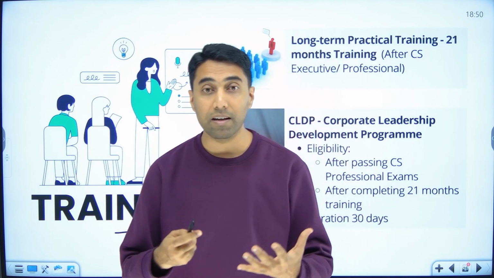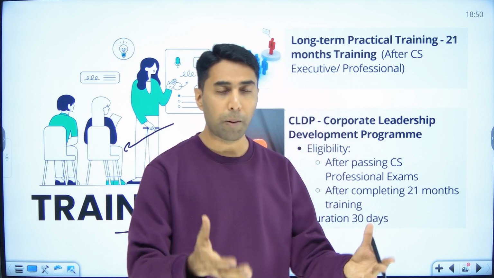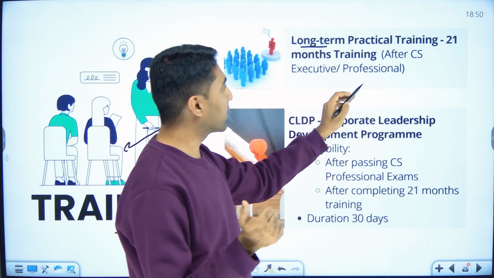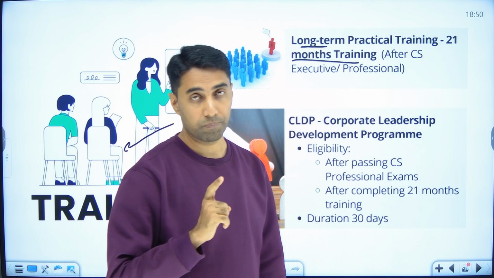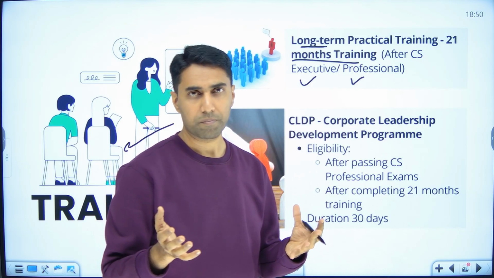You have to work under a company secretary who is going to train you in their office. You can work in a company, you can work under a practicing CS. This is called long-term practical training. 21 months. 21 months is your duration. You can actually join this after executive or after professional. You have both the choice.